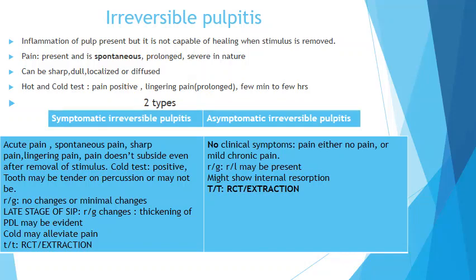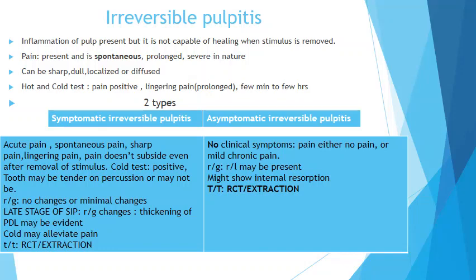And when a tooth reaches late stage of symptomatic irreversible pulpitis, cold may alleviate pain. The pain may decrease on application of cold. Remember this thing. It is very important to answer the late stage of symptomatic irreversible pulpitis. When you apply cold sensations, the pain might subside. Now, what is the treatment for this? Either root canal treatment or extraction.